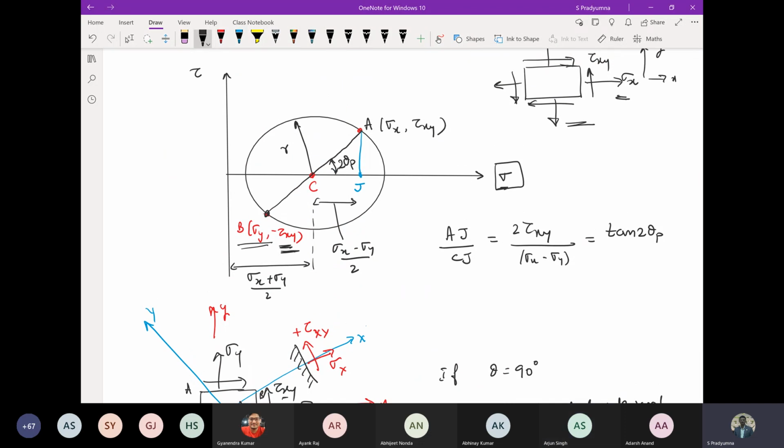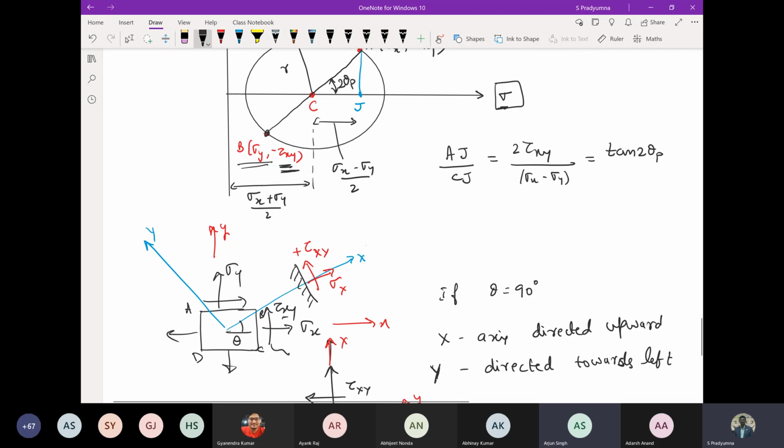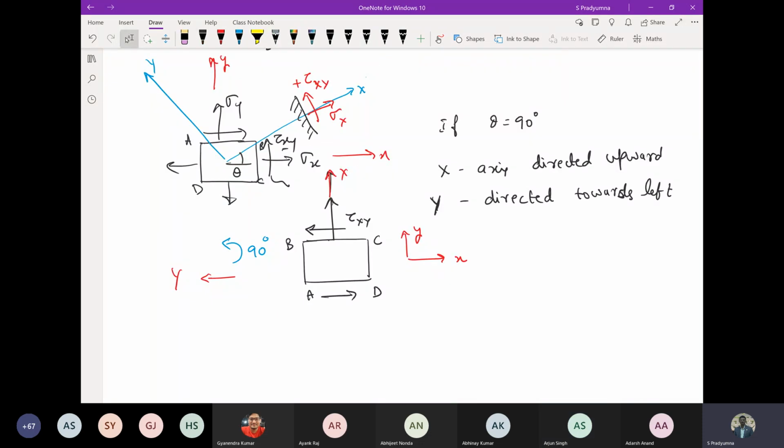So you can write it as xy is actually located there. If you rotate it by 90 degrees, it is shown here as 180 degrees in the Mohr circle. This is another point you can make from this. So this is one thing you can find out.